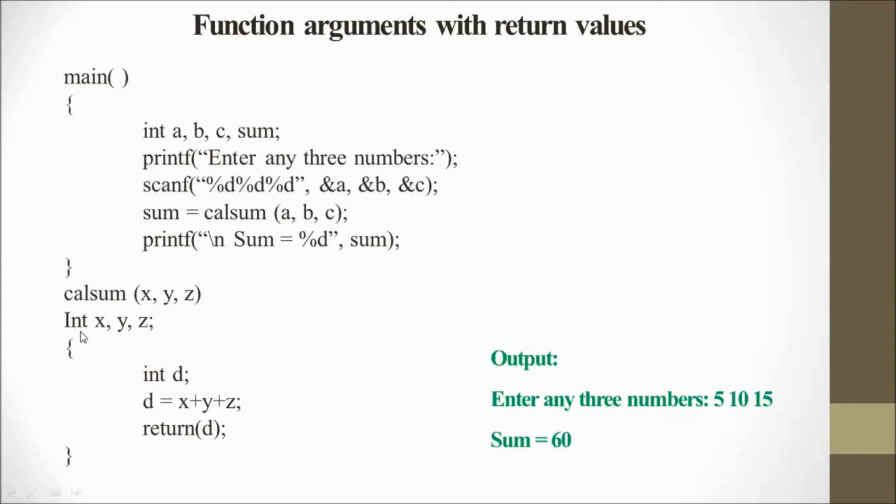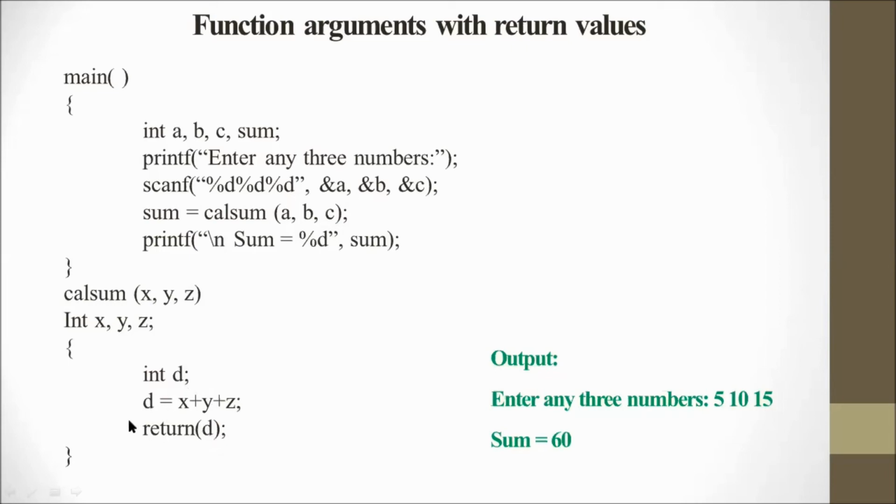Here we declare integer type variables x, y, z. We also take one more variable, int d. In d we store the result of the sum of x, y, z. So we return the result d, because d stores the result.